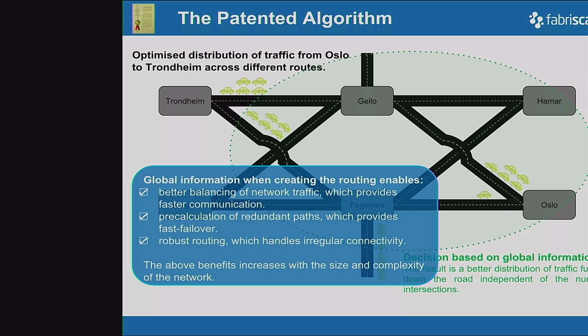We pre-calculate redundant paths, so we actually simulate this road closure for a long time before it actually happens. Maybe it never happens, but if this link is down, we know exactly how to program the switches very quickly. And then we can also have robust routing, which handles irregular connectivity.